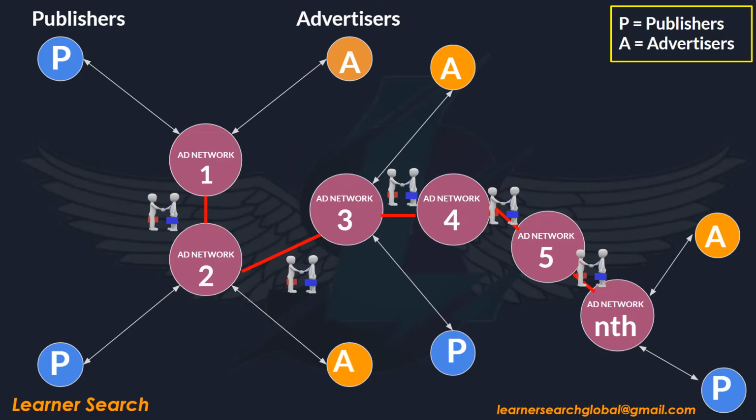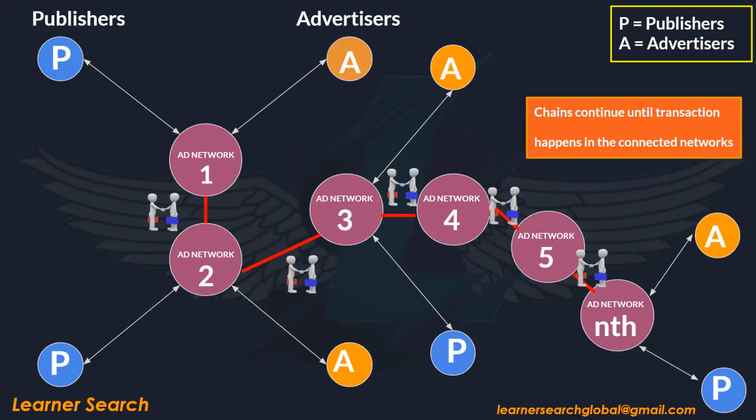Did you understand the concept? Yes. Great. As shown here, the chain continues until a transaction happens in the connected networks. Here the impression keeps on being sent from one to another. Finally, the impression gets sold, right? So in this way, whatever impression is unsold in any part of the network tries to be sold to other networks and makes business.